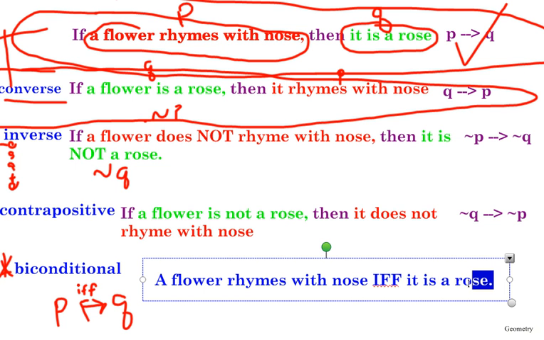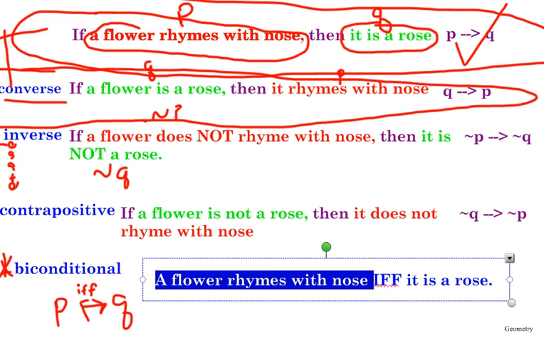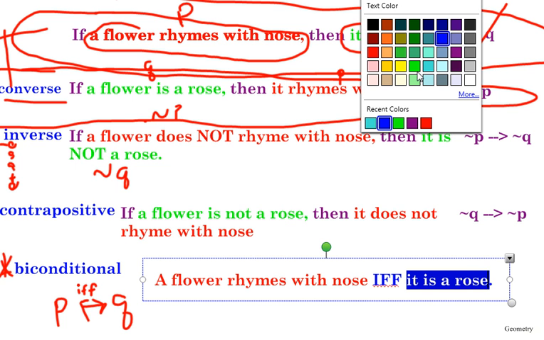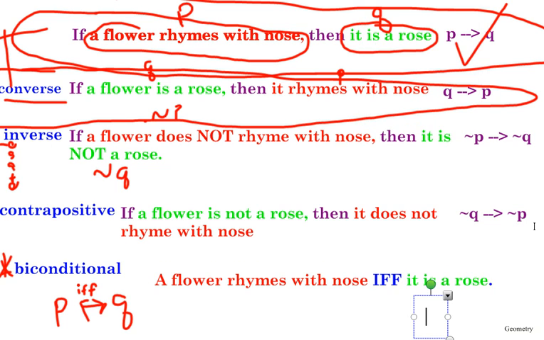So just double check, make sure that this is true and that you have your P, and if and only if, and then your Q. So your P, a flower rhymes with nose, that should be your hypothesis, and that is if and only if, that's your double arrow, it is a rose. So that's your conclusion.